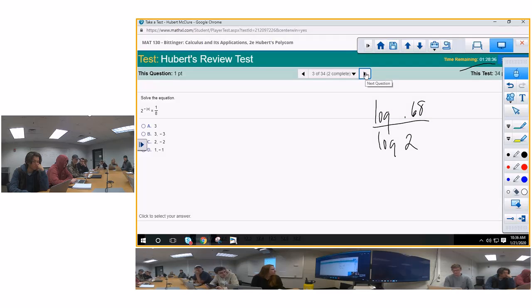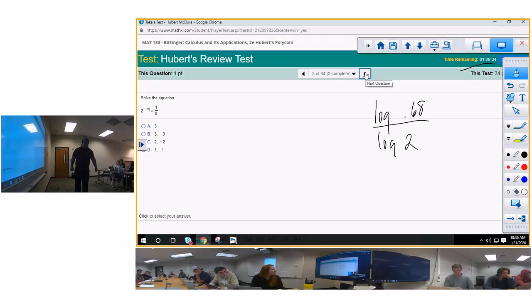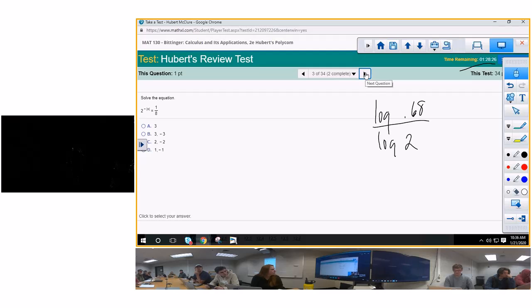Solve the equation. Okay, you have to ask yourself two questions. Is it the definition of a logarithm, or is it take the log of both sides? Take the log of both sides, Hubert. That's right, Math 109s. So let's go ahead and do that.